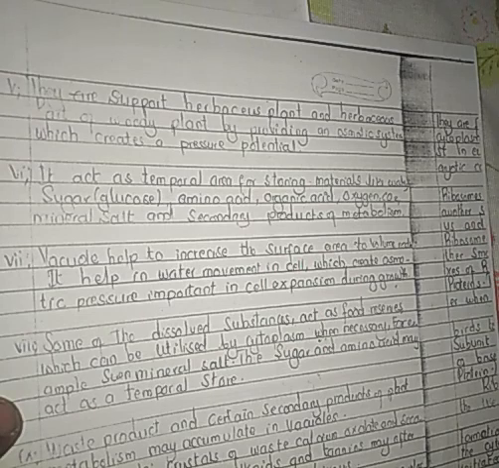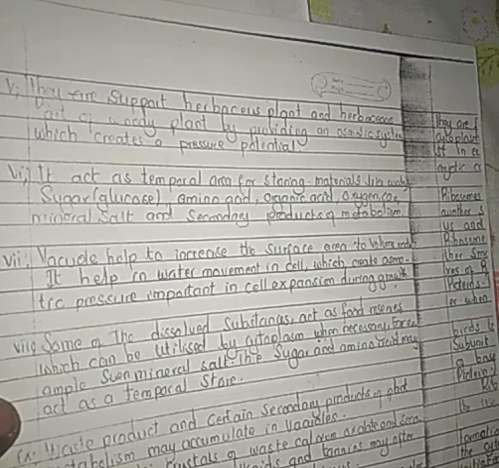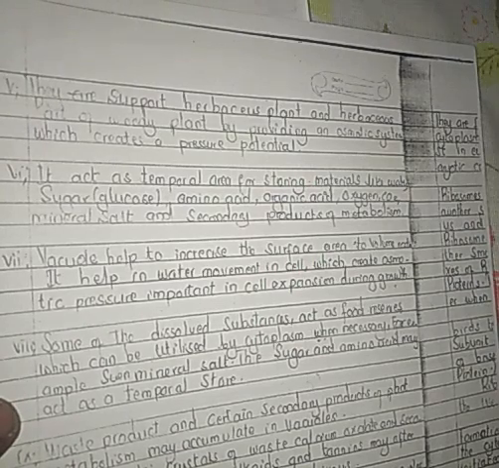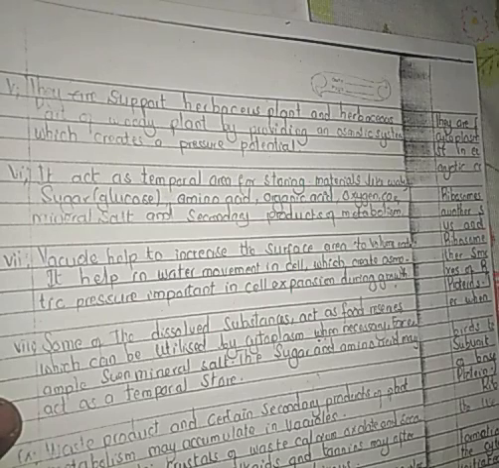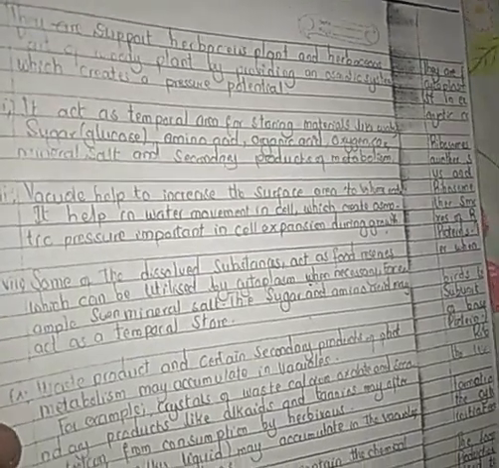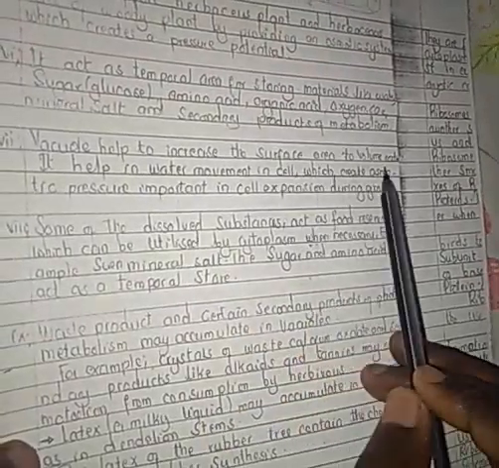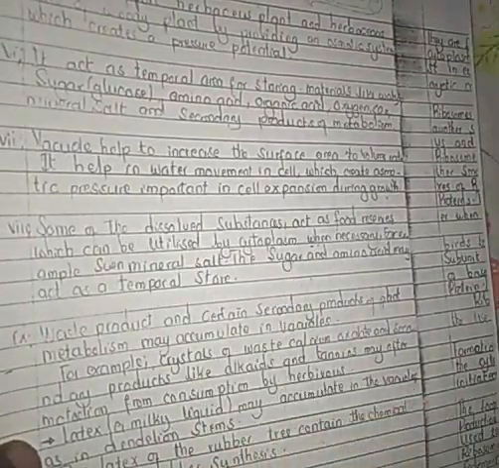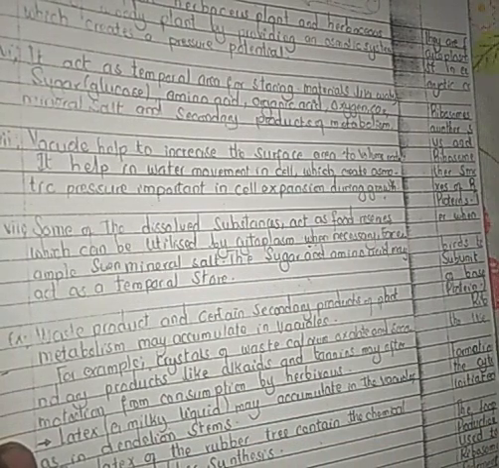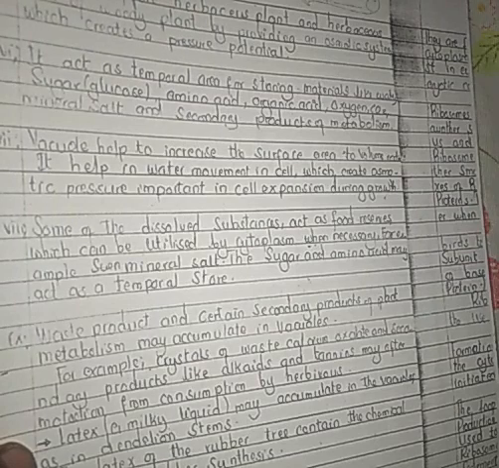It also acts as a temporary area for storing materials. It can store materials like sugar, glucose, amino acids, organic acids, oxygen, carbon dioxide, mineral salts, and secondary products of metabolism. The vacuole helps to increase the surface area to volume ratio to help water movement in the cell. So the vacuole helps water enter and leave the cell. Without a vacuole, it could be very difficult for water to enter and leave the cell.